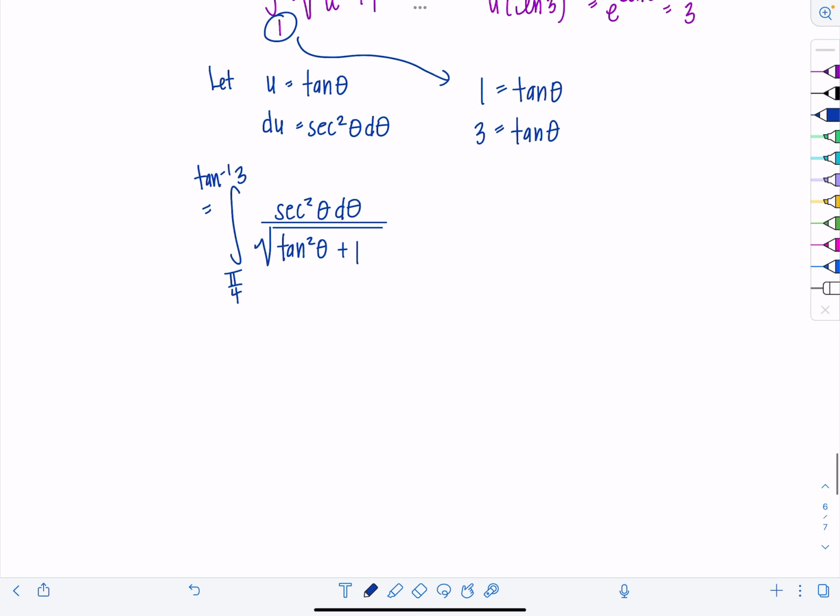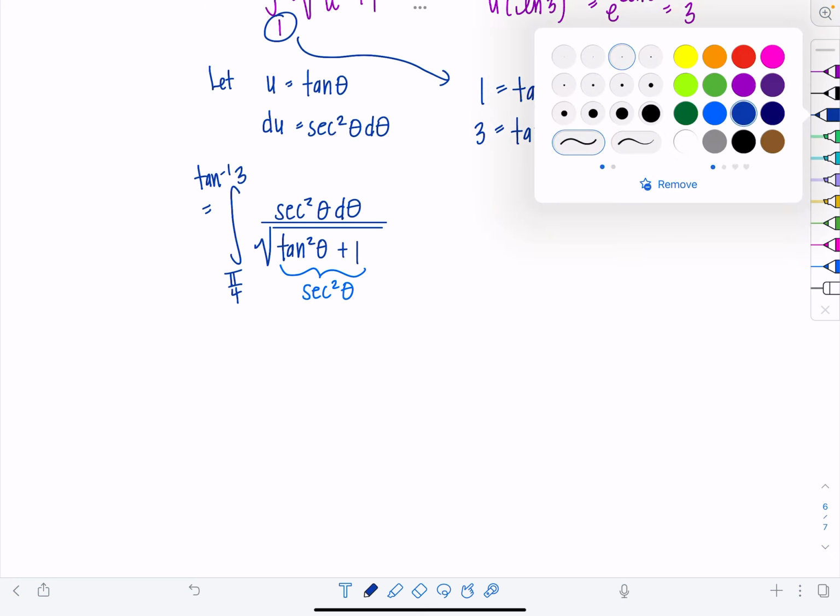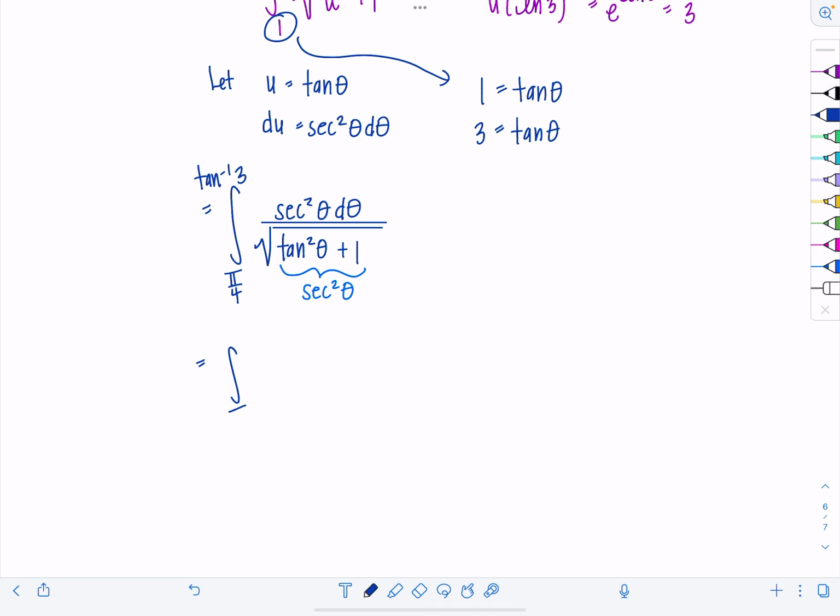Good. Okay, so let's see how we can further simplify. Underneath the radical is where all the action is. Tan squared theta plus 1, that's secant squared theta. But then I'm taking the square root of that. So now I'm going to have integral from pi over 4 to tan inverse of 3. And we've got secant squared theta d theta over secant theta. And secant's going to cancel out.